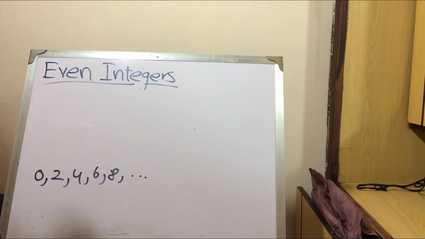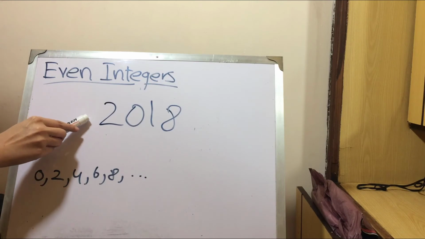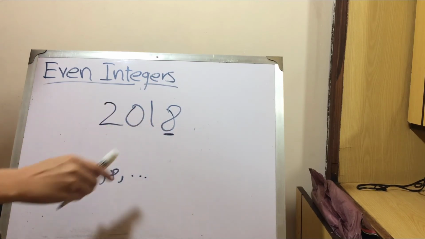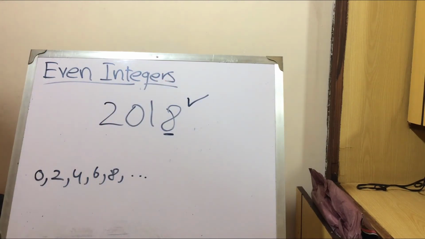Let's see another example. 2018. Is this number an even integer or not? We all know that 8 is an even integer. So this complete number is an even integer.